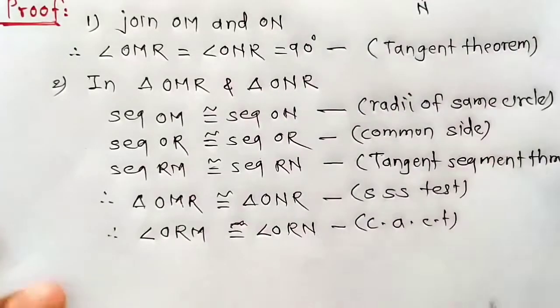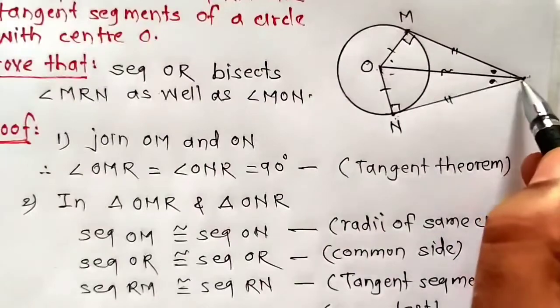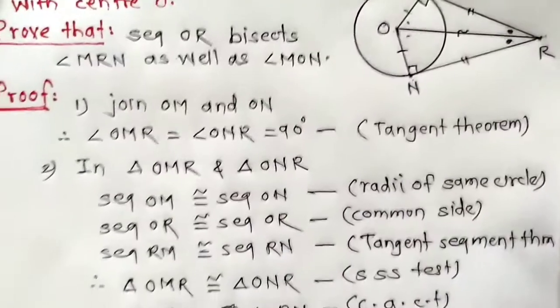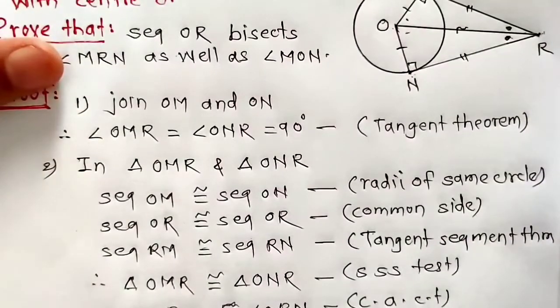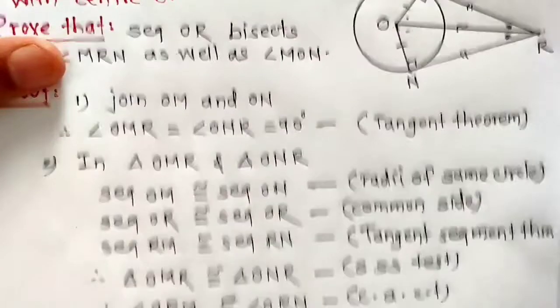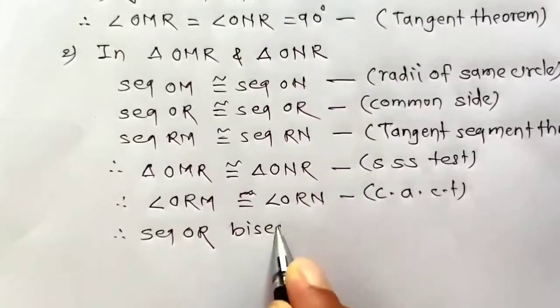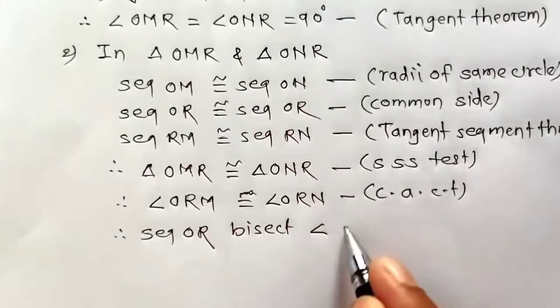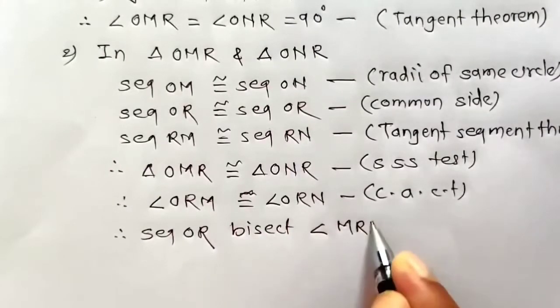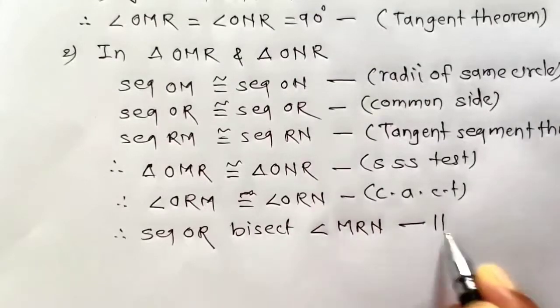And if these two angles are congruent, then we can write OR bisects. Therefore, segment OR bisects angle MRN. This first one is proved.